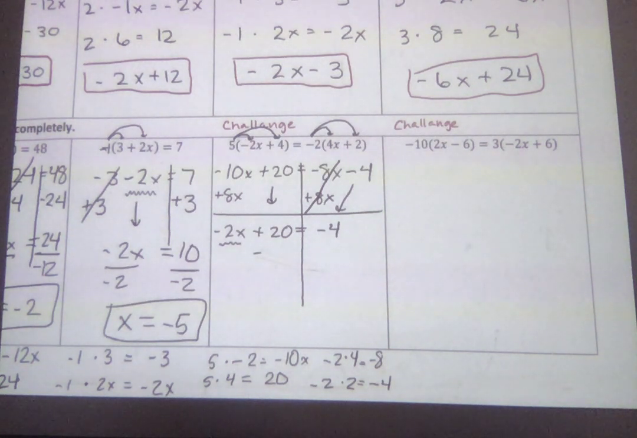Let's get rid of this 20. It's a positive 20, so we're going to subtract 20. Subtract 20 on each side. I haven't done anything with my negative 2x, so I'm going to bring that down.